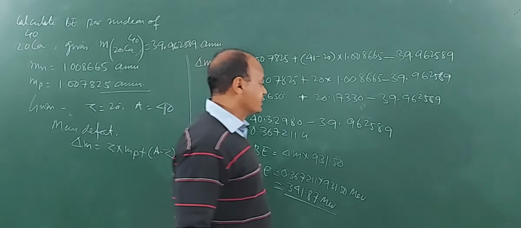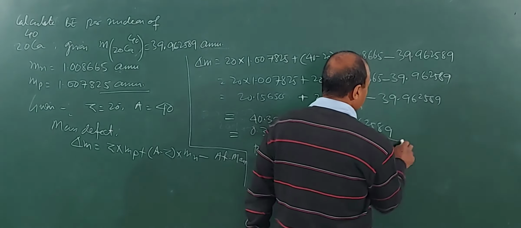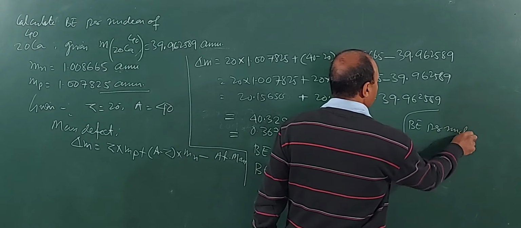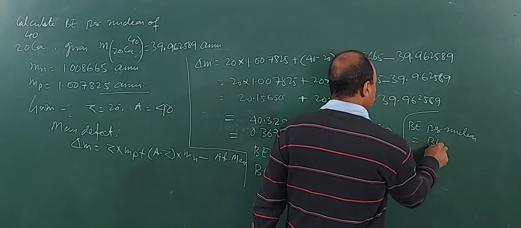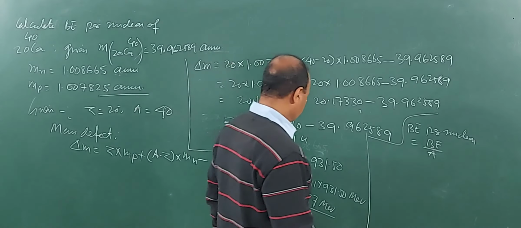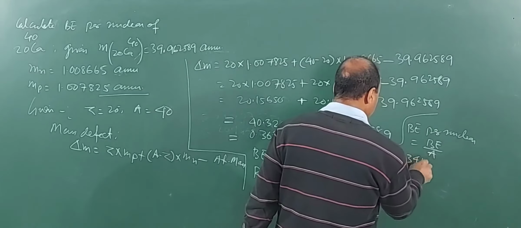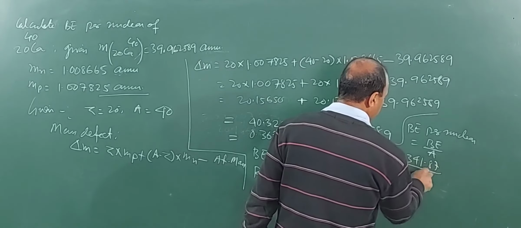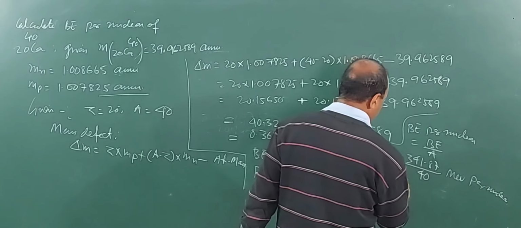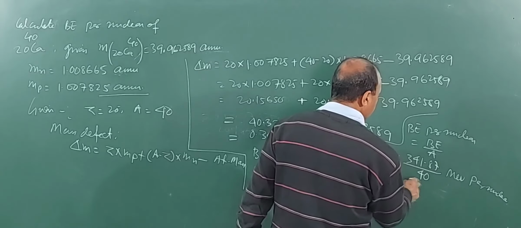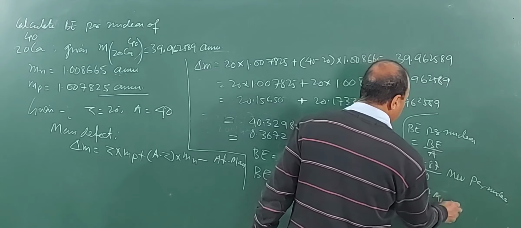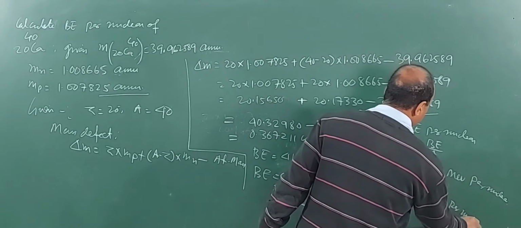But this is not the end, because they are asking what is average binding energy. So, children, for average binding energy, or binding energy per nucleon, binding energy per nucleon will be equal to binding energy divided by mass number. So it is 341.87 divided by 40 MeV. Calculate this, 8.547 MeV per nucleon.